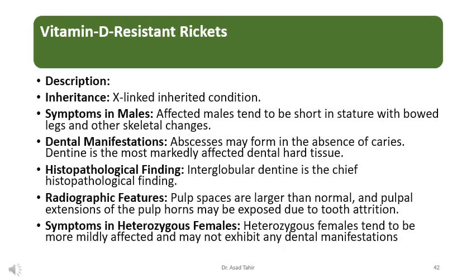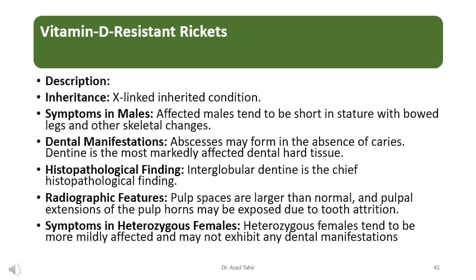Vitamin D-resistant rickets. Description: inheritance, X-linked inherited condition. Symptoms in males: affected males tend to be short in stature with bowed legs and other skeletal changes. Dental manifestations: abscesses may form in the absence of caries. Dentine is the most markedly affected dental hard tissue. Histopathological finding: interglobular dentine is the chief histopathological finding.